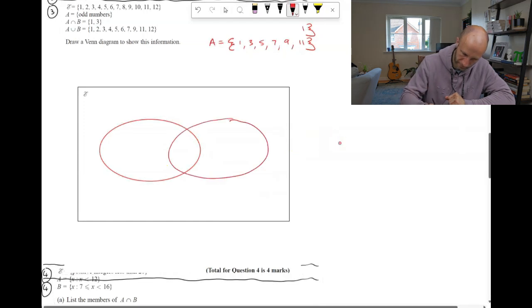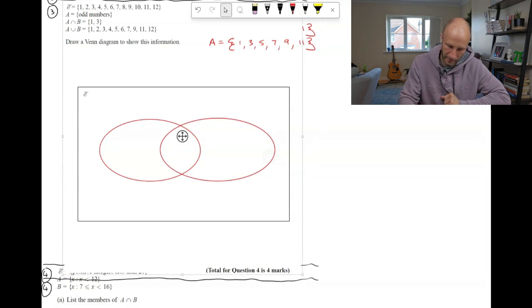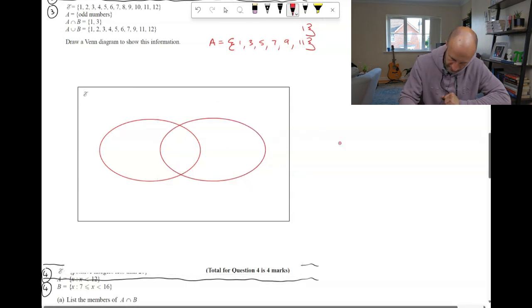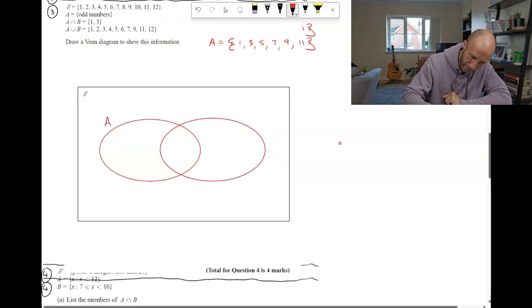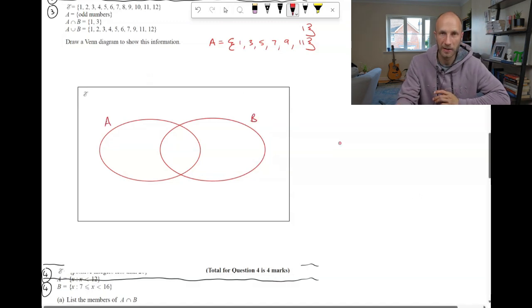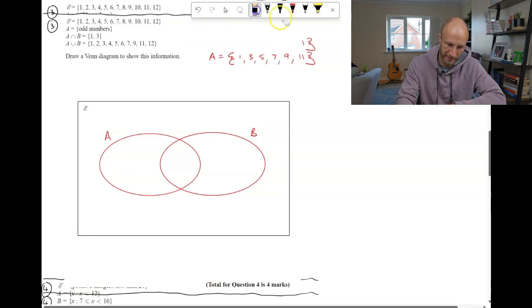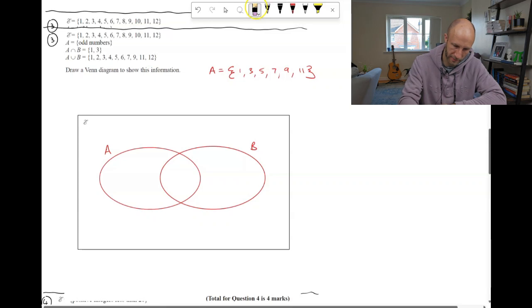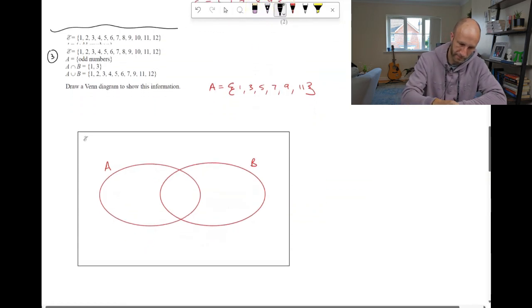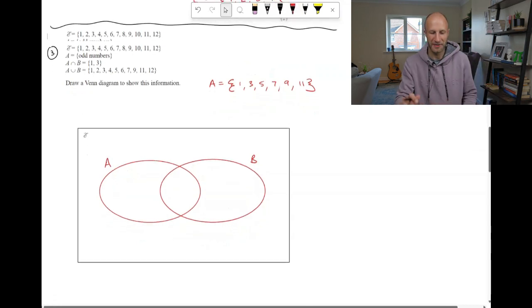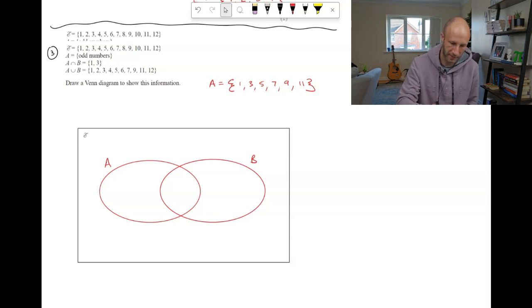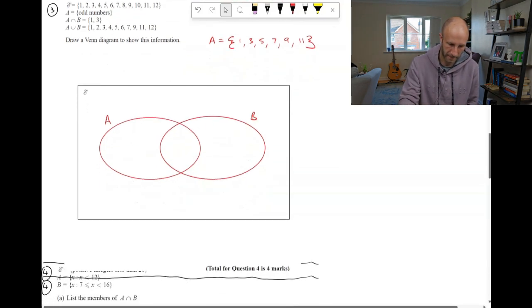I'll just draw another one. And again, remember, it doesn't matter about the size of these things. So we'll have A and B, they're the only 2 sets in the question. A is going to have all the odd numbers, so all the odd numbers are going to be placed inside of that. I think I've accidentally duplicated something here. Sorry, my mistakes.